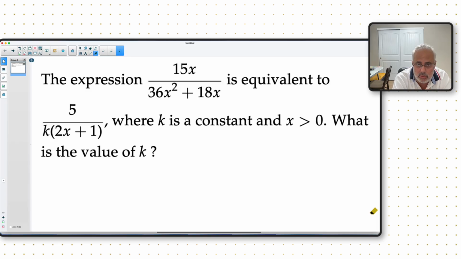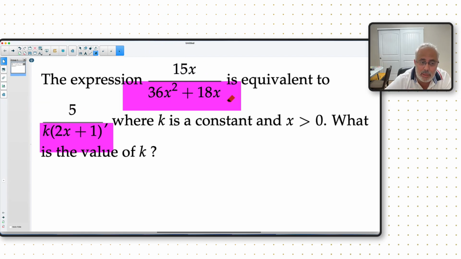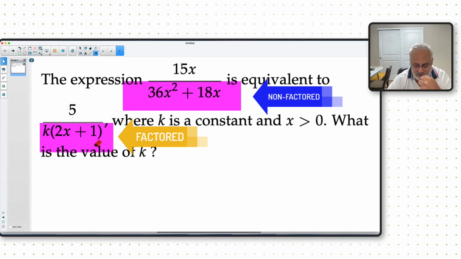I have two fractions, 15x over 36x squared plus 18x, and I have 5 over k times 2x plus 1. One visual approach, or one visual strategy, is that the denominator in the first expression is a binomial that has not been factored, and in its equivalent expression, the denominator is factored. So if I have two things that are equal and one of them is factored and the other one is not factored, it's because I need to do factorization.